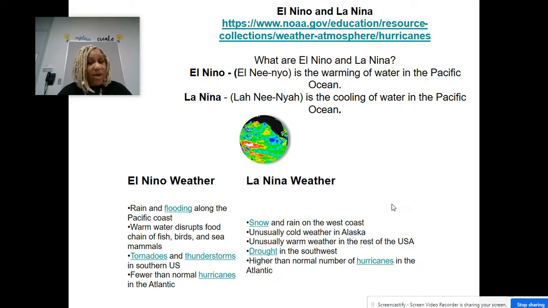Then La Nina weather, this is when you have the cooling of water, right? You have snow and rain on the West Coast, unusually cold weather in Alaska, unusually warm weather in the rest of the United States. You have drought, okay, this can happen in the southwest, and a higher than normal number of hurricanes in the Atlantic. So when meteorologists talk about hurricanes, they're always wondering about what's going on with either El Nino or La Nina.